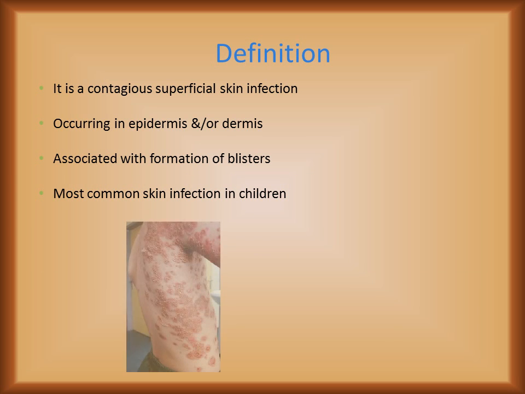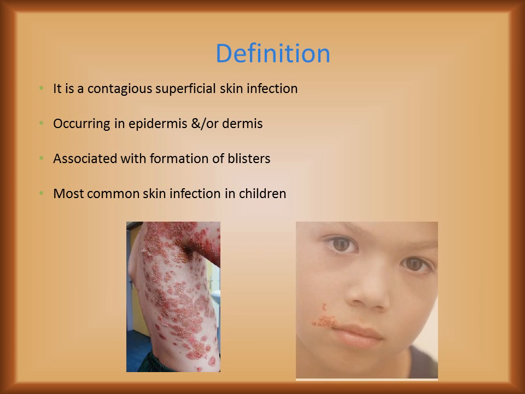Impetigo. What is impetigo? Impetigo is a superficial contagious skin infection occurring in the epidermis and or dermis, associated with formation of blisters. This is the most common skin infection in children. These images illustrate examples of impetigo.